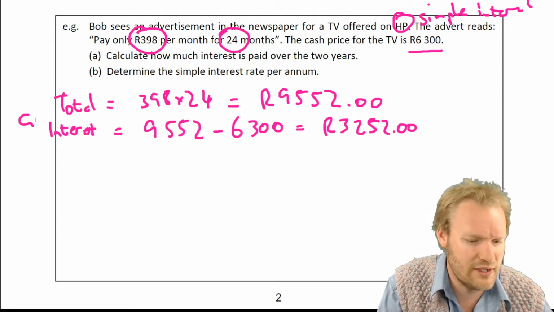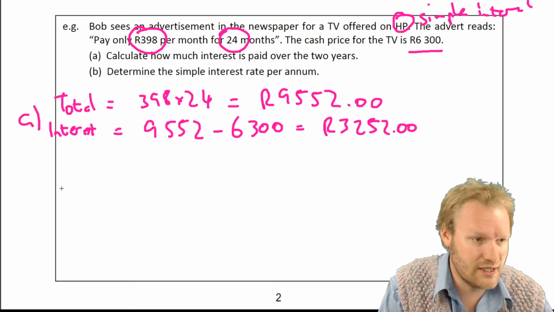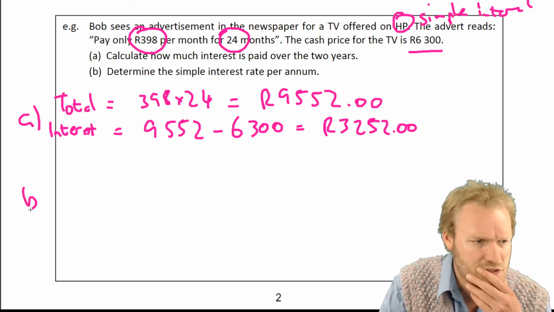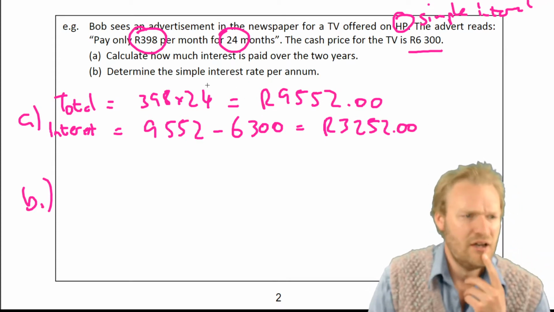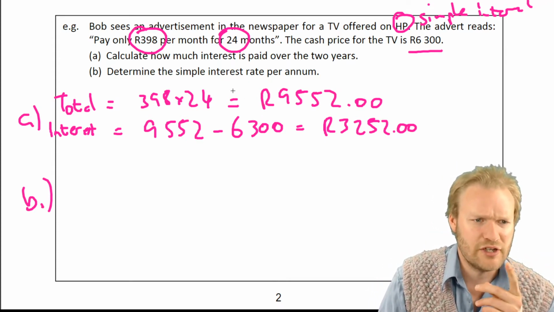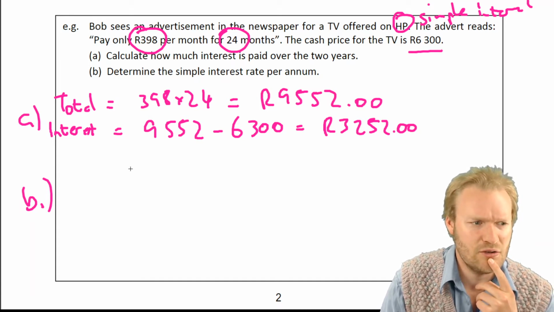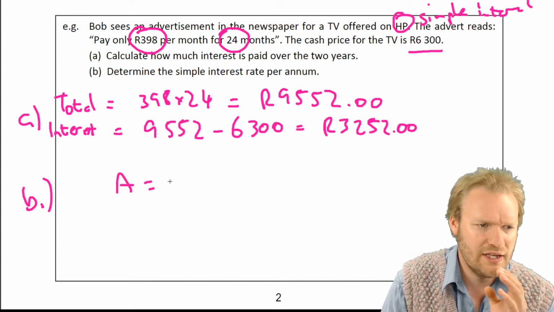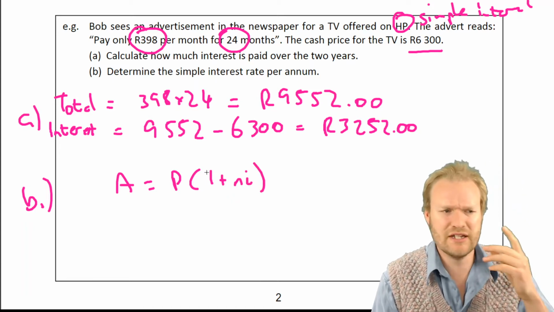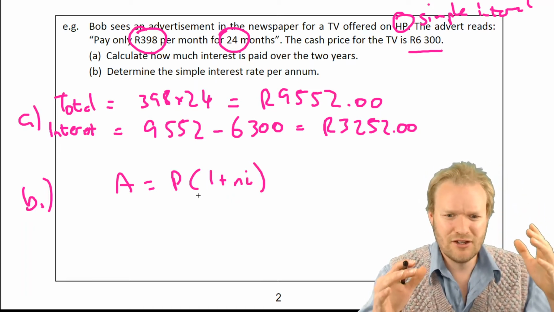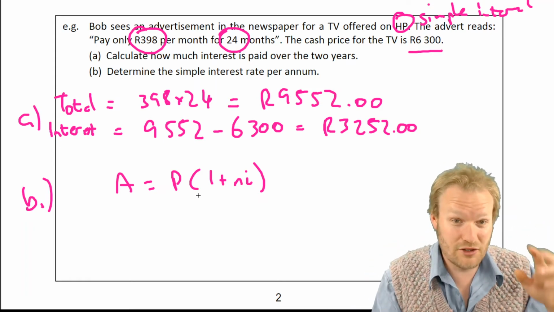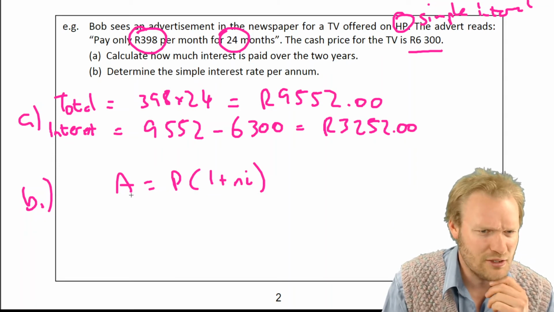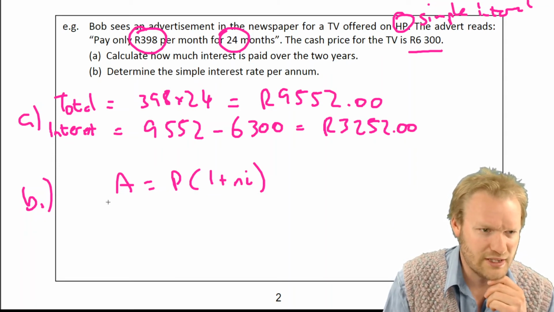Okay, that was part A. Part B, now we're going. So part B is something a bit more exciting to do here: determine the simple interest rate per annum. Now, we know from our formula, A equals P(1 plus ni). Cool. So let's fill in the bits we know. This is like number patterns, those ones where you work backwards. This is one of those work backwards ones.